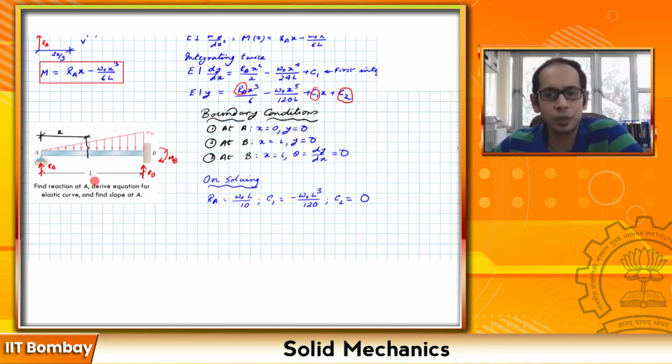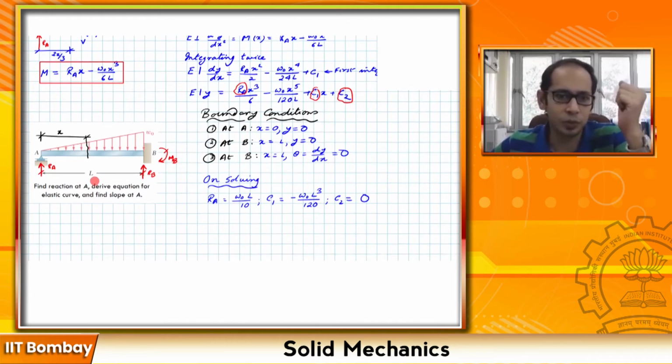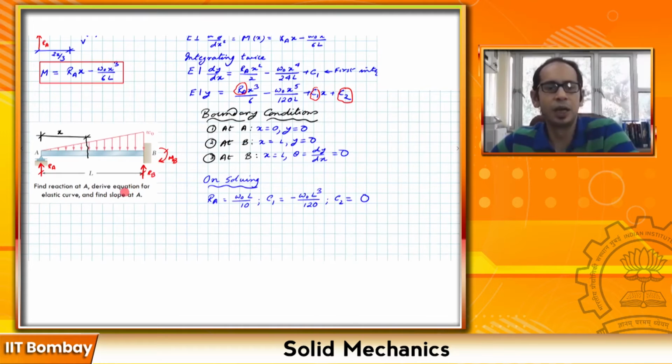It is now very easy to do. You can use your regular equations of equilibrium, that is the vertical load equals 0 and moment about any of the points equals 0. Since Ra is already known, you can easily find Mb and Rb. We are not going to do that here since the problem does not ask that. However, the problem asks you to write the equation of the elastic curve. So from this equation of the elastic curve, I already know Ra, I know C1 and C2 over here, and it also asks us to find the slope at A.